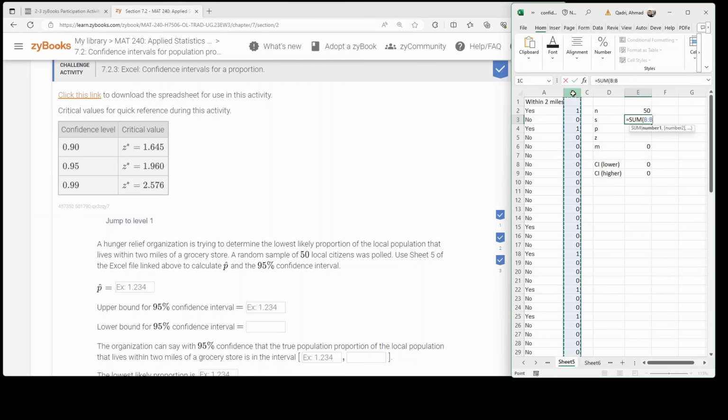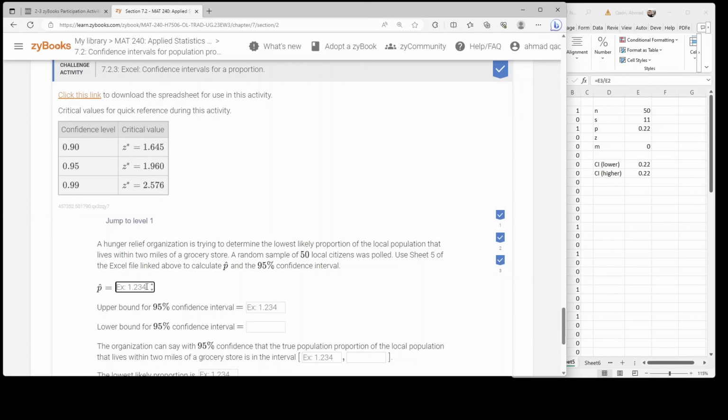So we have 50 as the sample size, and for the number of successes, we can use the sum formula again. Click on the header B, and the count is 11. So 11 out of 50 live within 2 miles. So 22% or 0.22. That's the p hat.